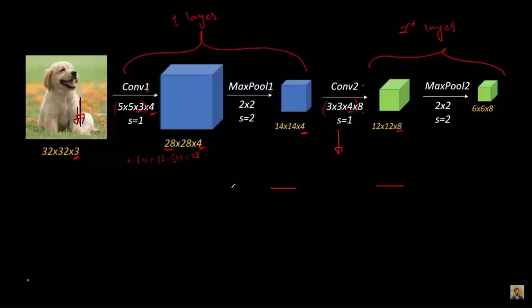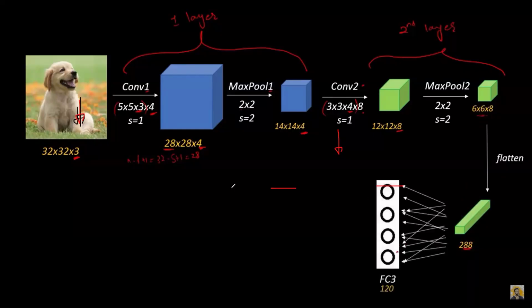Now once we are done with all the convolutional layers and max pooling layers, then it's time to add our fully connected layers. But before we can apply fully connected layers, we need to flatten this final image output. So the 6 cross 6 cross 8 will be flattened into only one dimensional vector, which is 6 by 6 by 8, which is nothing but 288 units in one vector. Now once we have flattened it, we can connect this with a fully connected layer.